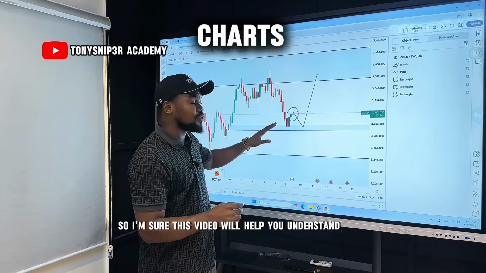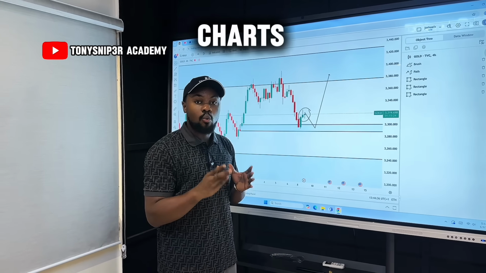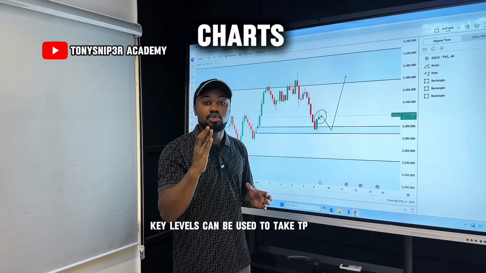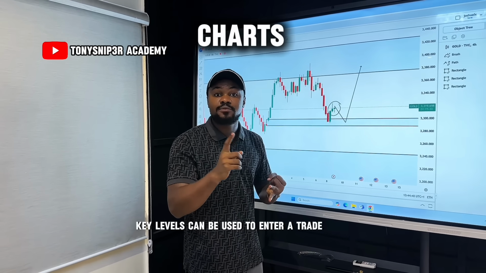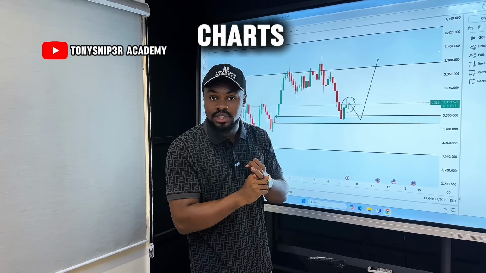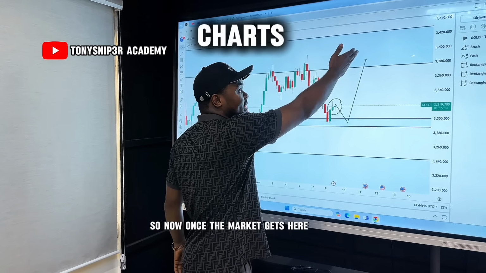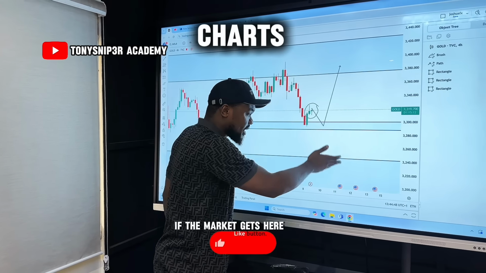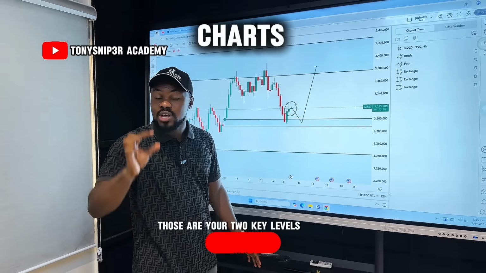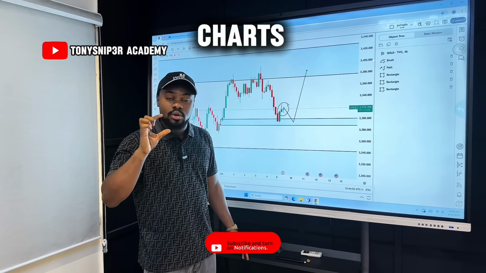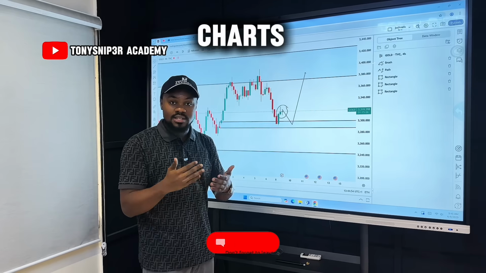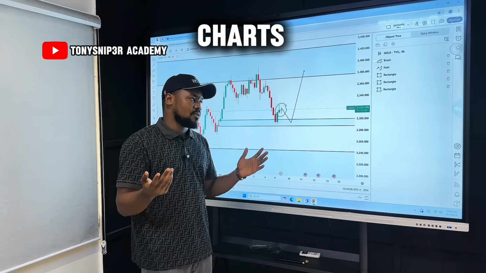So I'm sure this video would help you understand what key levels are. Key levels can be used to take TP. Key levels can be used to enter a trade. Do you understand? You've already marked out your top and bottom. So now once the market gets here, you close your buy. If the market gets here, you close your sell. Those are your two key levels. Okay, please pay attention to this, backtest it properly, and if you have a question, feel free to ask.